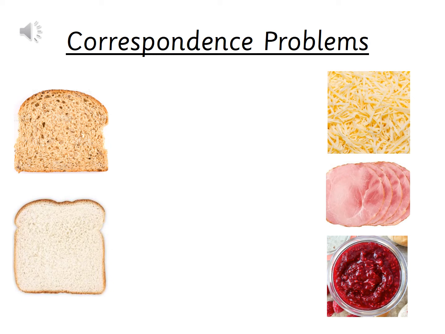Well, we could have brown bread and cheese, we could have brown bread and ham, or we could have brown bread and jam. If we chose the white bread, we could have white bread and cheese, white bread and ham, or white bread and jam. Those are our options. In total, there were 6 different combinations. 2 times 3 equals 6. Therefore, the answer to this question would be that there are 6 possible combinations.